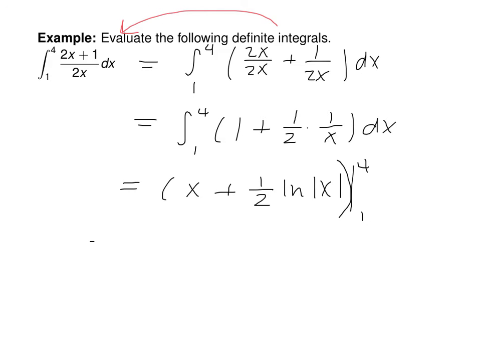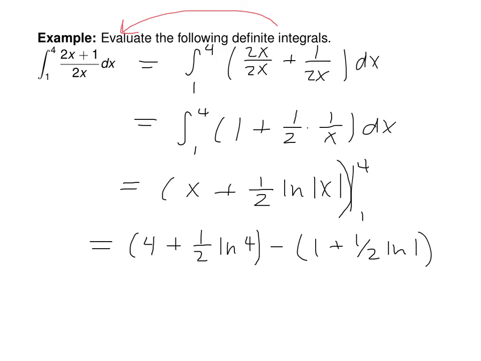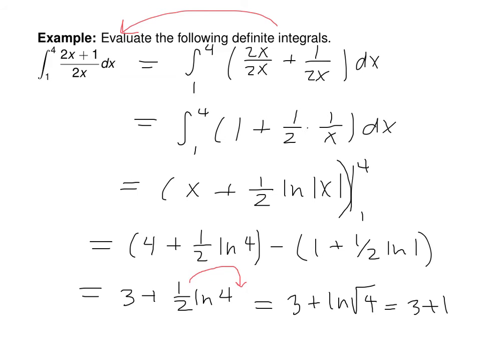Okay, so first plugging in 4. We have 4 plus 1/2 ln of 4 minus 1 plus 1/2 ln of 1. And that will be 3 plus 1/2 ln of 4. And the tricky thing with ln's is this 1/2 can pull back up and become a power. So that could also be written as 3 plus ln square root 4 or 3 plus ln of 2.